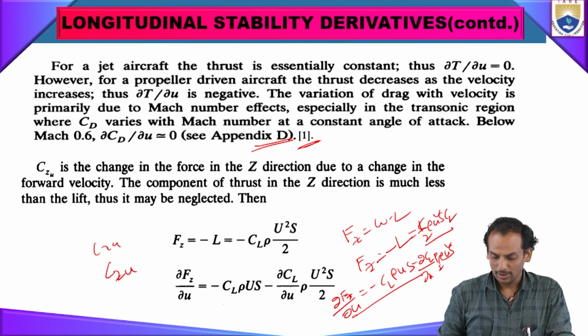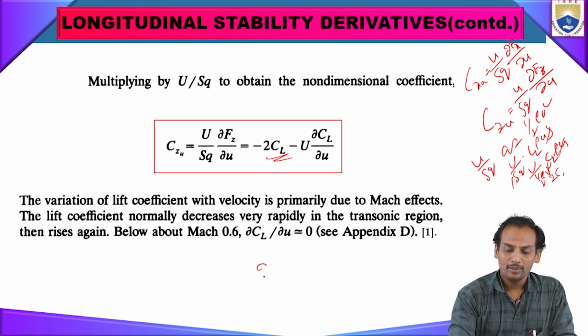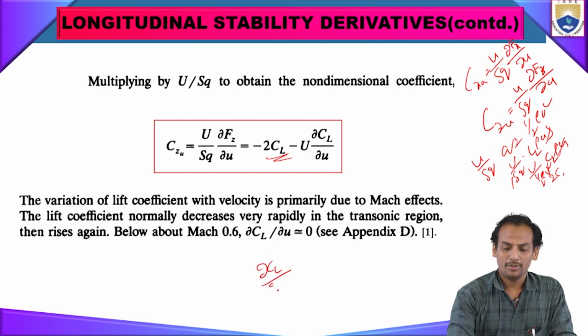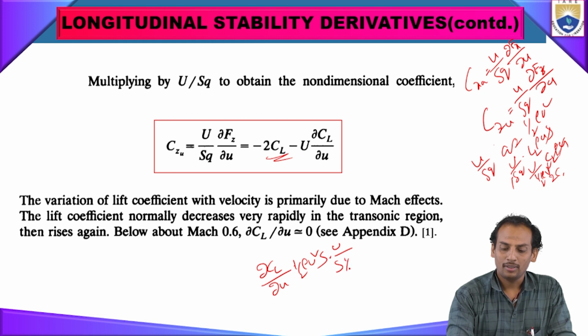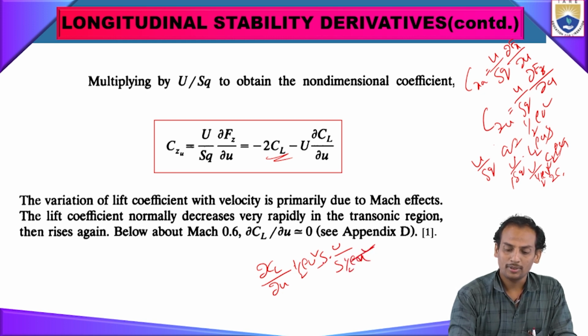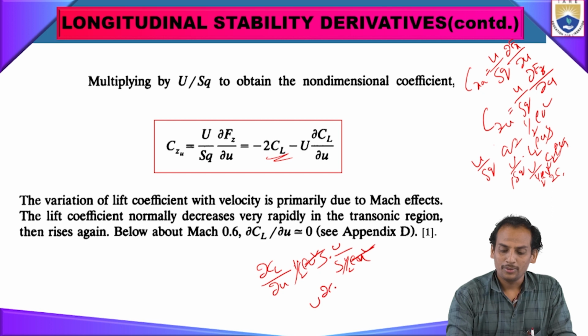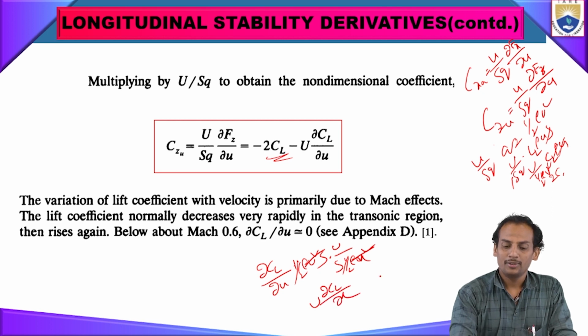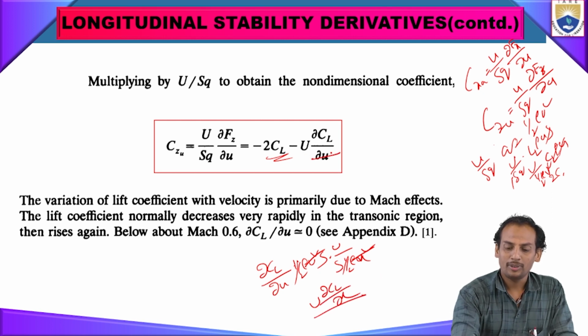What is the second term? Dou CL by dou u into half rho u square, into u by S into half rho u square. So this will be rho u square, and the half cancels. So that will be u into dou CL by dou u. So here the second term is this one, and the first term is this one.